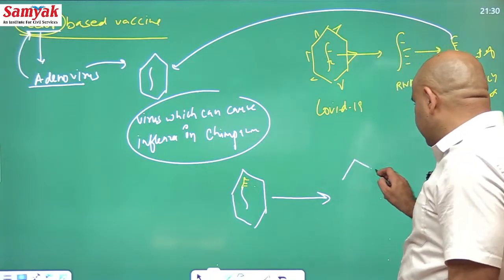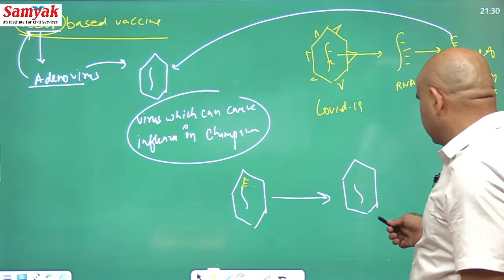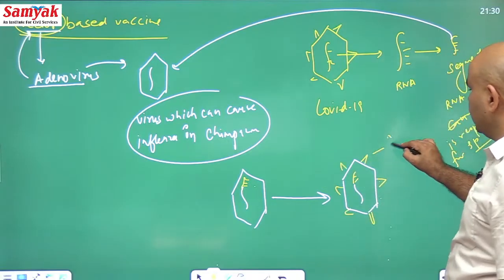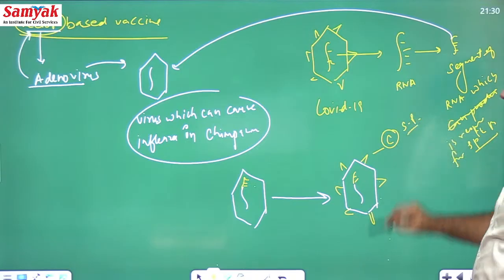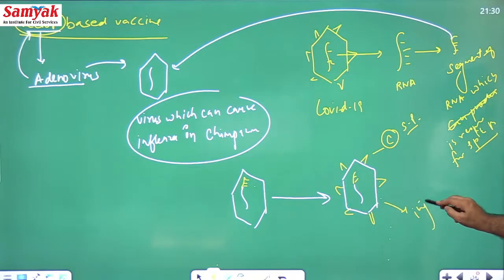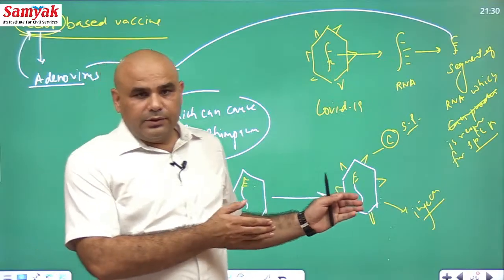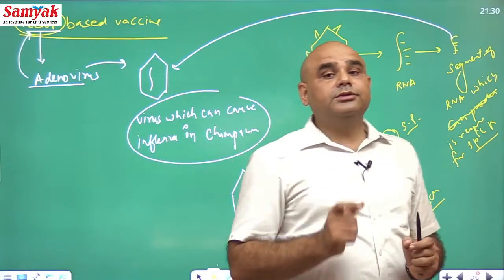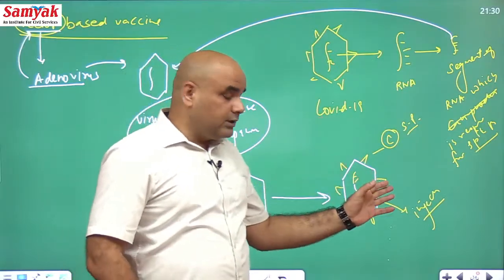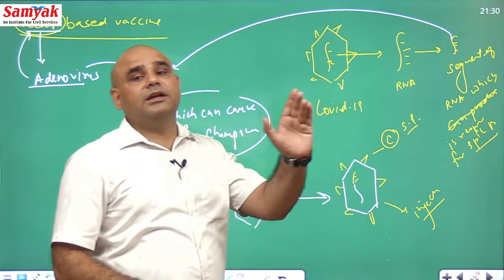As a result, the adenovirus will get the COVID-19 spike proteins. Now this will be injected into the human body. When this is injected, what will happen? Your immune system will prepare antibodies to fight against a virus which is carrying spike proteins and which is capable of causing influenza-like infections.